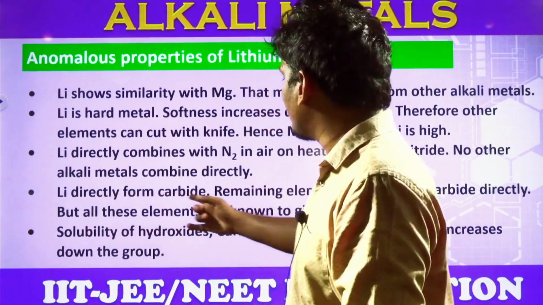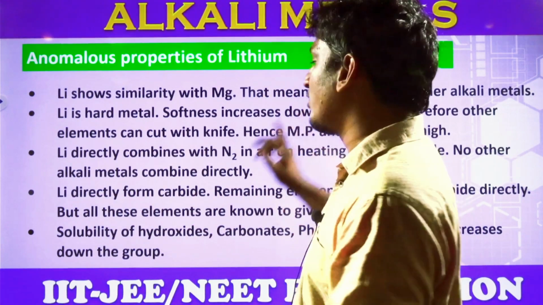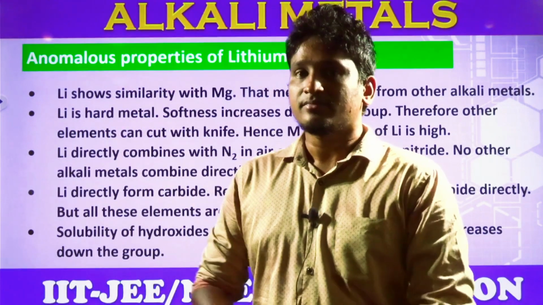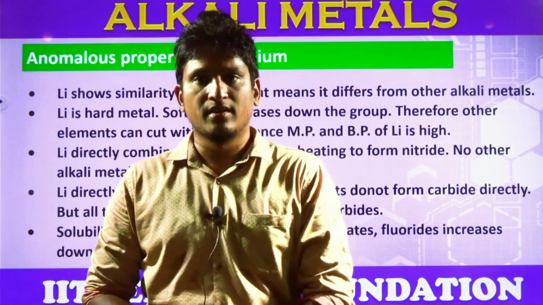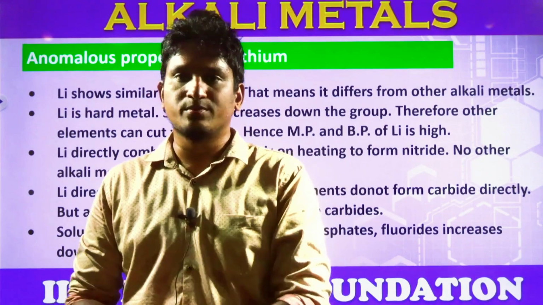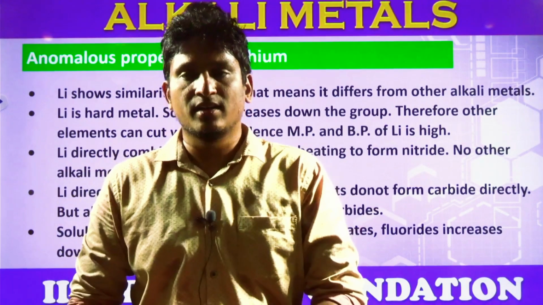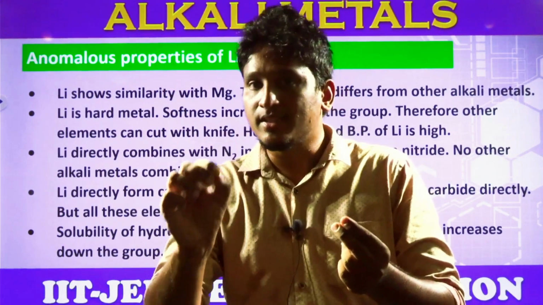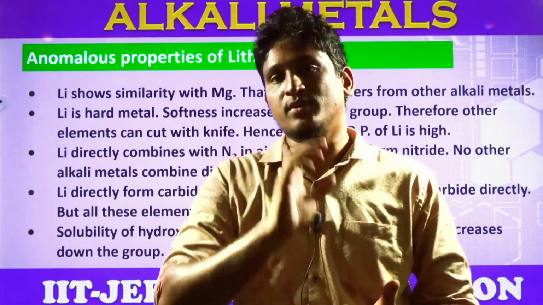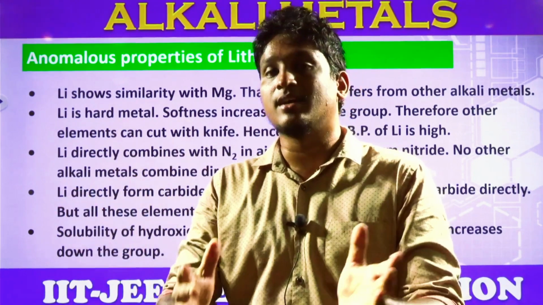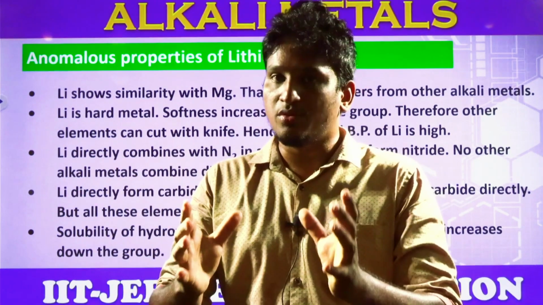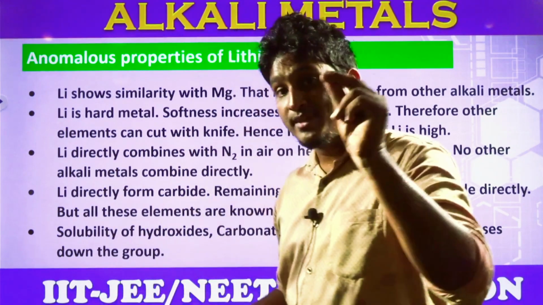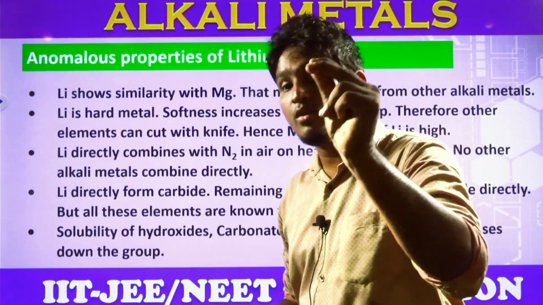Next, lithium directly forms carbide also. Remaining elements do not form carbide directly. So, what is carbide, students? C2 2- is carbide. Carbon also belongs to the 14th group and also has covalent character. So, because lithium has polarizability, it combines with carbon and forms a stable carbide, while other alkali metals do not show stable carbide formation. This is because of its small size and its covalent character.